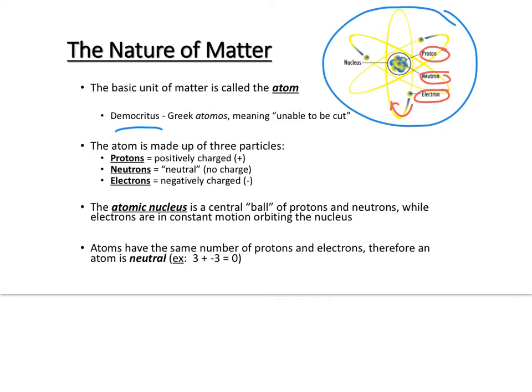When we look at an atom, it will usually have the same number of protons and electrons. Hence, that atom itself is neutral. So for example, if you have 3 positive protons and 3 negative electrons, they'll cancel each other out and your charge will be 0.